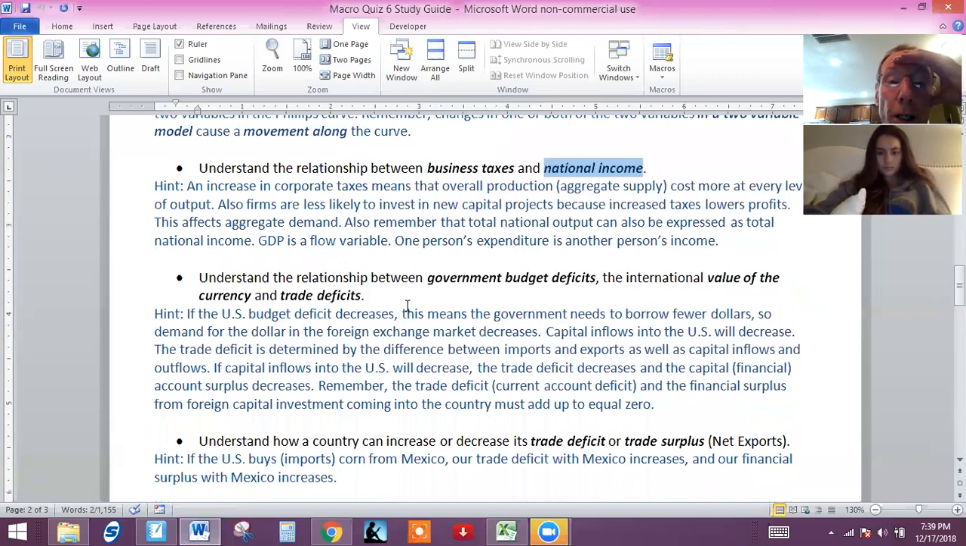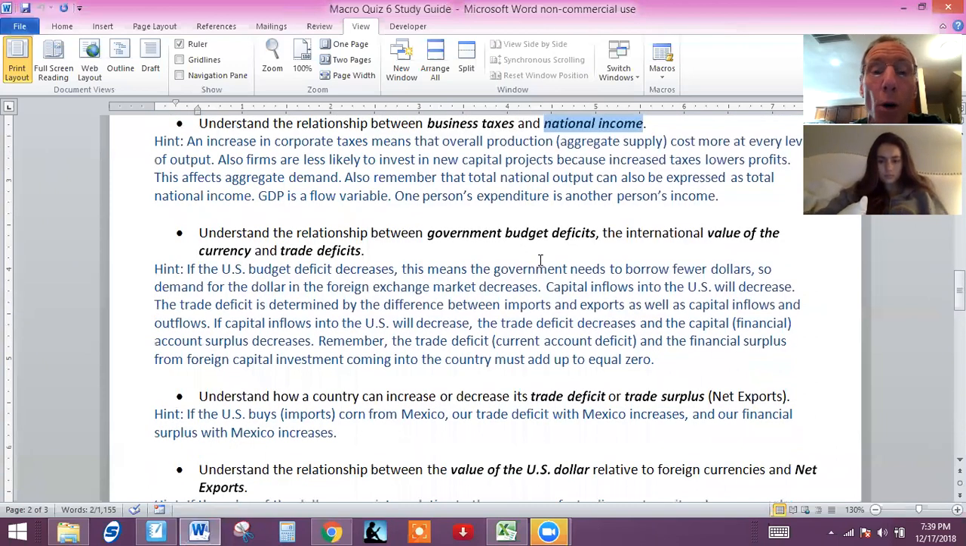This is very similar to one we had before. A budget deficit. So once again, when the government budget deficit goes down, the government borrows fewer dollars, which means that the demand for the dollar is going to go down, which means that capital inflows will go down. Now this is a little bit trickier.